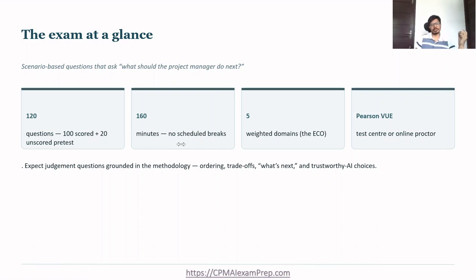The content outline is divided into 5 domains and 6 phases. Preparation should be done domain wise rather than phase wise because scoring is aligned to domains, which we will see in the next slide. Finally, when it comes to taking the exam, you have two options.